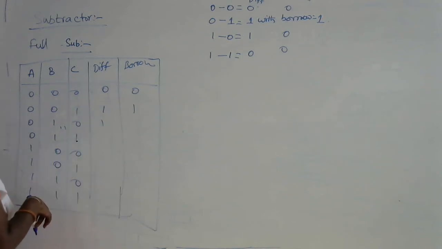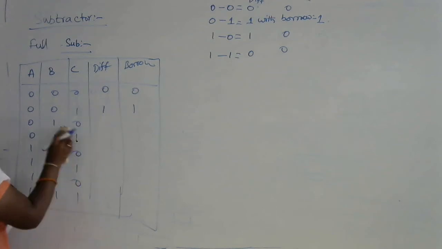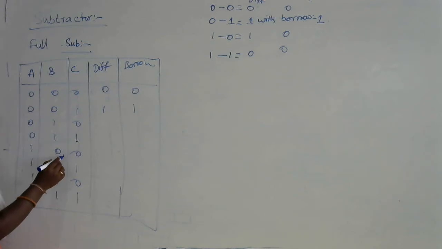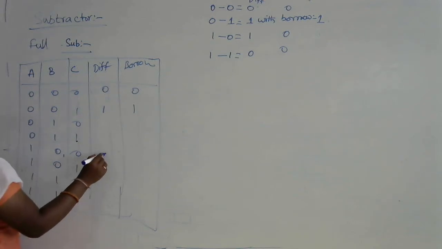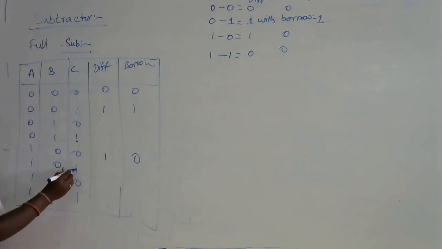Borrow is also 1. Let us first see the other numbers, that is 0. 1 minus 0 is 1. So difference is 1, borrow is 0. 1 minus 0 is difference 1, borrow is 0. 1 minus 1 is difference 1.